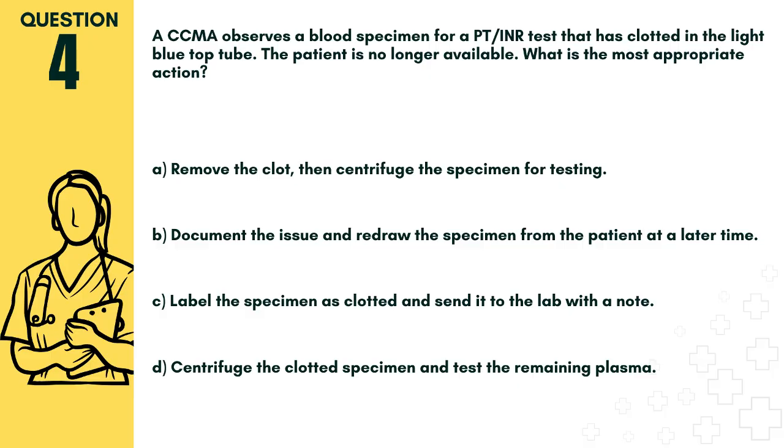A. Remove the clot, then centrifuge the specimen for testing. B. Document the issue and redraw the specimen from the patient at a later time. C. Label the specimen as clotted and send it to the lab with a note. D. Centrifuge the clotted specimen and test the remaining plasma.